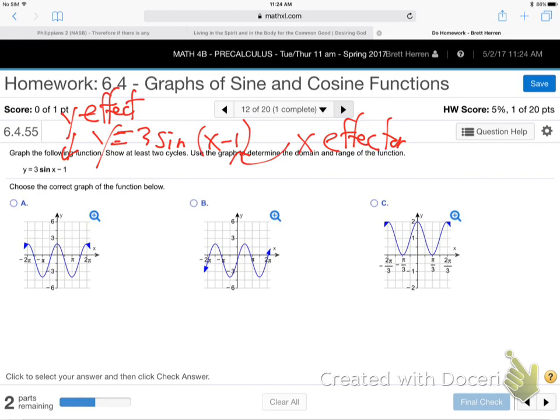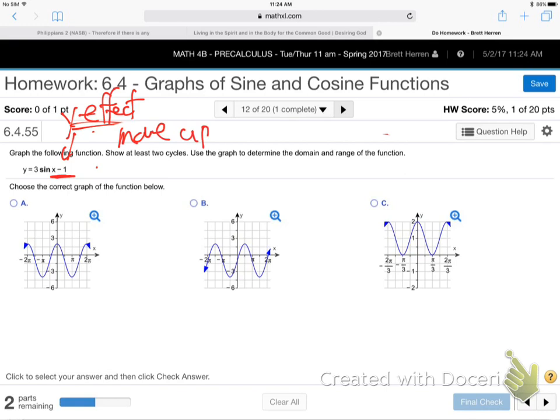Remember that? If it was like this, then it would have a right-left kind of effect, and it's going to move it. It's not going to stretch it or compress it. That's what multiplying and dividing do, stretch or compress. It's going to slide it either right, left, or up, down. Remember, adding, subtracting moves things. It doesn't stretch them. It moves them. So in our case, this -1 is going to have a y effect, meaning it's going to move it either up or down. It's not going to stretch it or compress it, but move it up or down 1 unit.